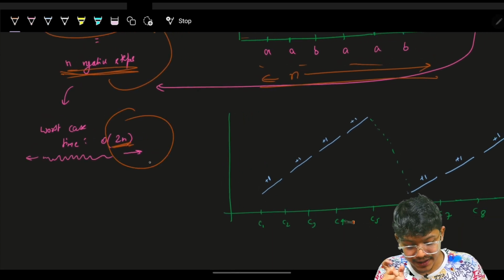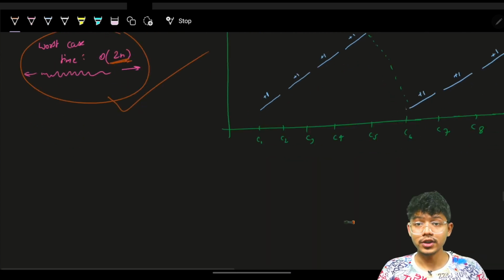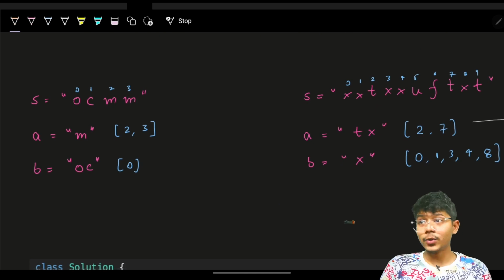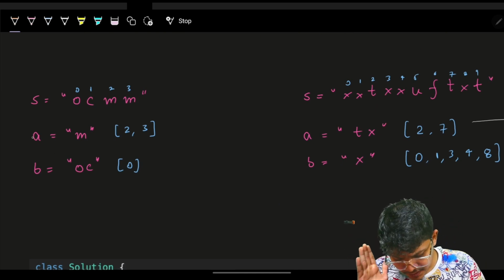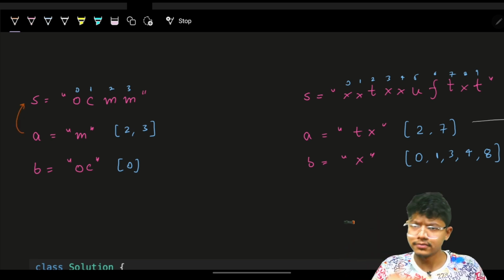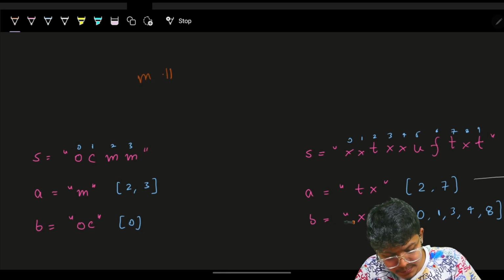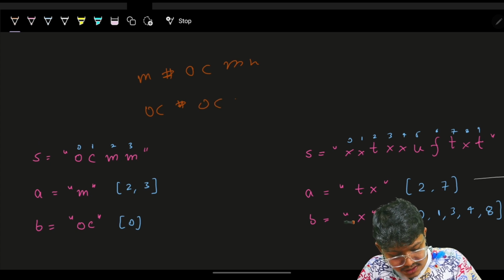So in the pattern you can go 2n backwards, and that is the entire reason why your time complexity is actually O of 2n. Now coming back to our actual question. Now we can simply apply string matching on this. How will we do it? We'll have the pattern, then a hash, and then the string: m hash ocmm. We have oc hash ocmm.